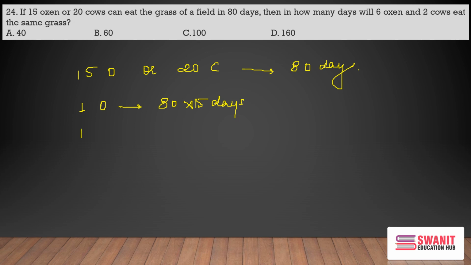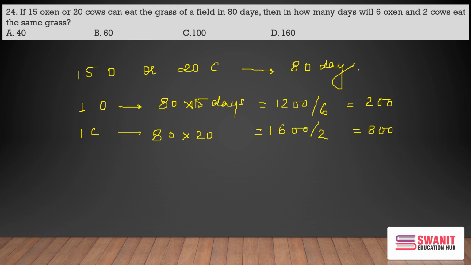Similarly, one cow can eat it up in 80 multiplied by 20. So the values that we'll be getting here are 1200 and 1600. Now when we talk about one ox and one cow, we are getting 1200 and 1600, but for 6 oxen it will be 1200 divided by 6, and for 2 cows it will be 1600 divided by 2, to get 200, and at the same time over here 800.